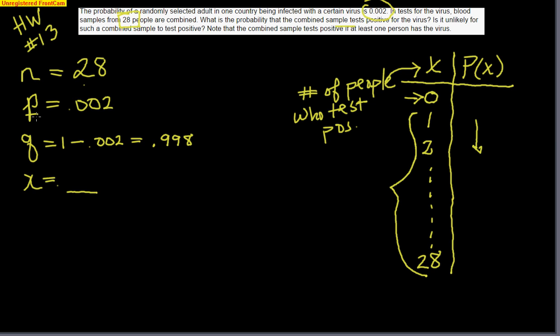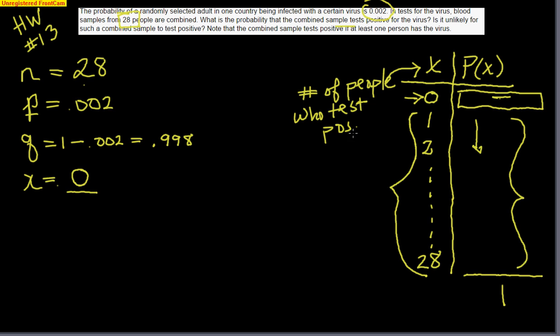What is the probability that x, in fact, equals 0? It is when x is 0, when not one person tests positive, all 28 people test negative. That is the one situation where you would get a negative result overall. So if we can figure out the probability of this value right here, we can subtract it from 1 because we know the sum of all the probabilities is equal to 1. So if we can subtract this value here from 1, we'll have the probability of all these other numbers, and hence the probability of the test being positive.